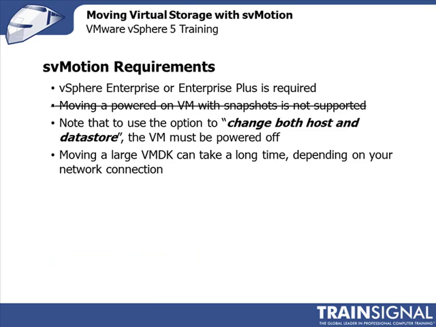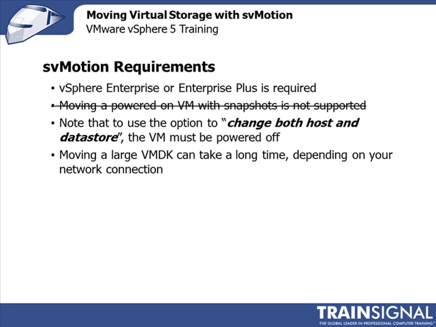Now let's move on and let's talk about the Storage vMotion requirements. First off, to use svMotion, you must have either vSphere Enterprise or Enterprise Plus licensing. Previously in vSphere 4.1, the moving of a powered-on virtual machine with snapshots was not supported, but as you can see, I've crossed that out because that's a new feature in vSphere 5. You can now move powered-on virtual machines, and I'll be demonstrating that for you in just a little bit.